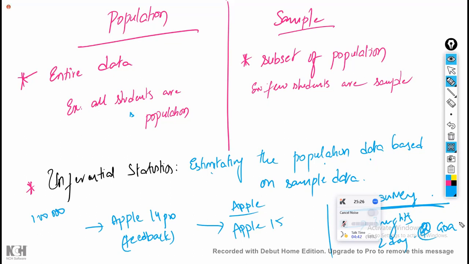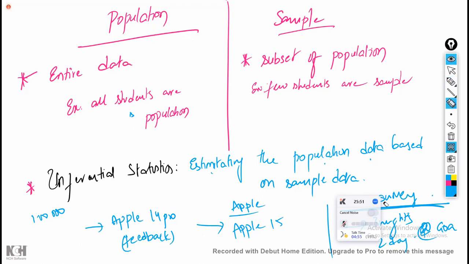Genuinely, if they ask you to please share your feedback so that we can improve our Apple 15, none of them will give it. But if I say that too, with some good pictures of Goa, beach pictures, whatever Goa beach pictures are there, that we share, many of the people will be interested and they'll participate in the survey. This is the actual fact.